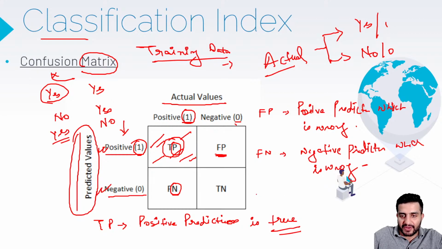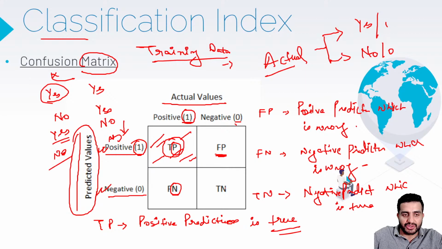And then last we have TN, negative prediction, which is true. So I predicted this guy as not having the disease, yes, and originally also he does not have a disease. So true negative. So these 4 metrics are very important, guys.